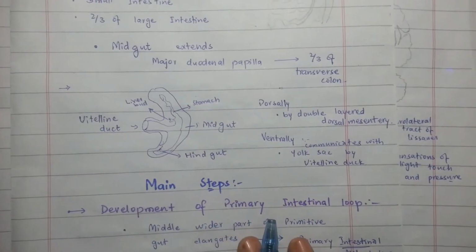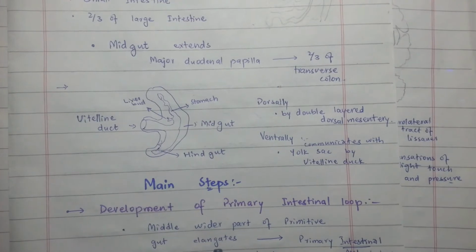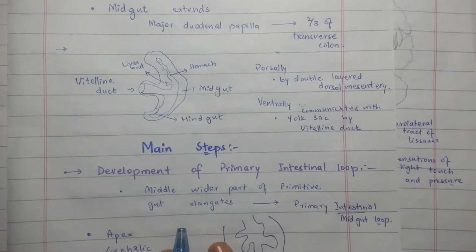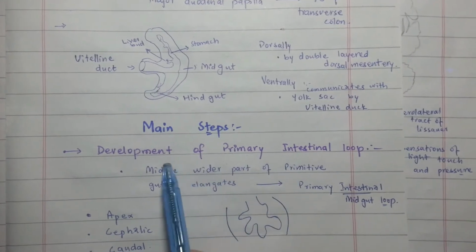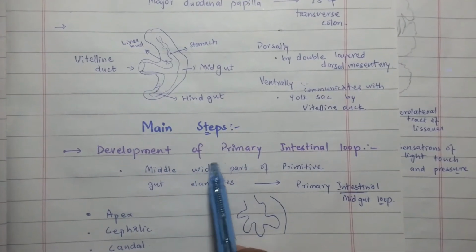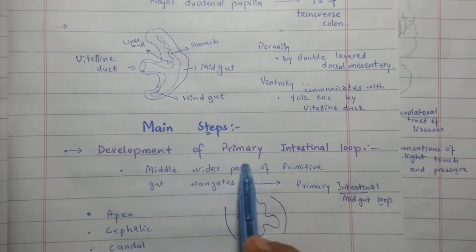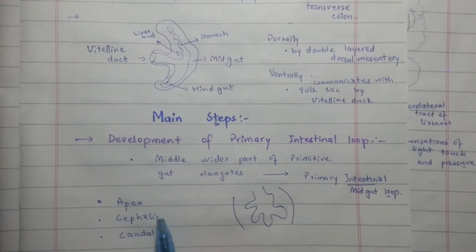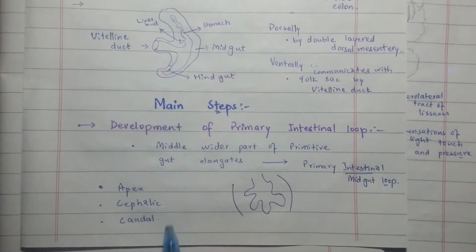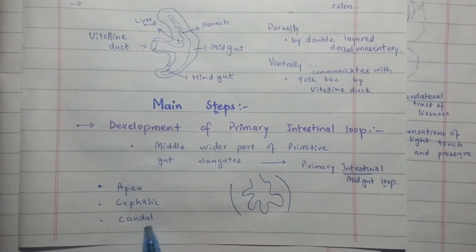The main steps which are important in the development of the midgut are here. Number 1 is the development of the primary intestinal loop, the appearance of the primary intestinal loop. The primary intestinal loop has 3 parts: number 1 is the apex, number 2 is the cephalic part, and number 3 is the caudal part.